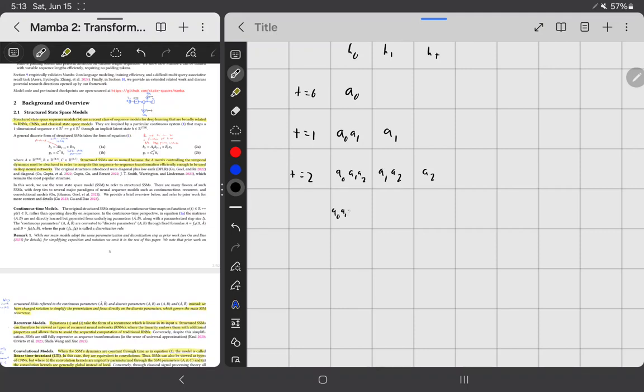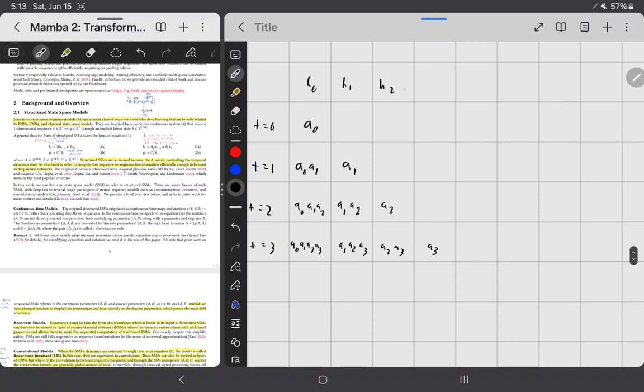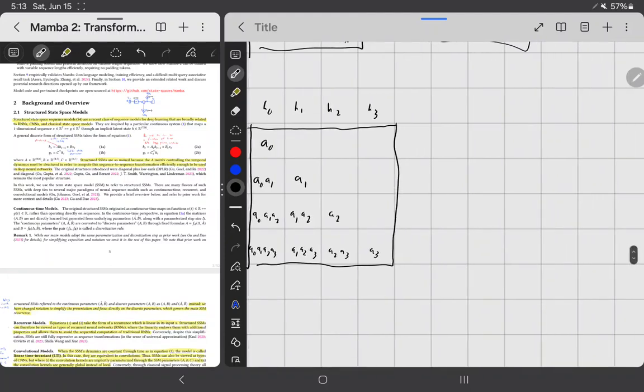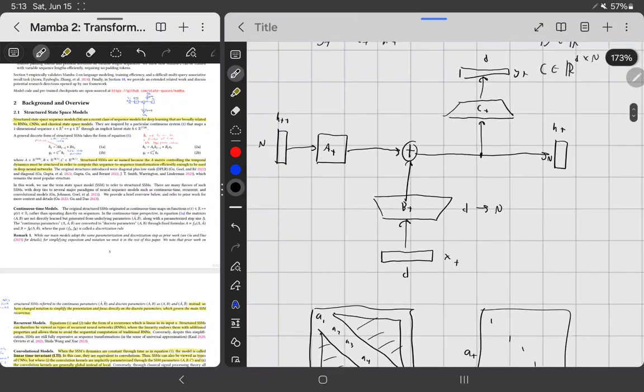So if we go one more, A1, A2, A3, A1, A2, A3, and A2, A3, A3. This will be t equal to 3, and this will be H2, H3. So this gives us the quadratic matrix, and this is kind of starting to look like normal attention. So using this matrix, we'll call this matrix, say, L. That's what they call it in the paper. Now, using this matrix, we can basically derive an expression for how to compute this in parallel.